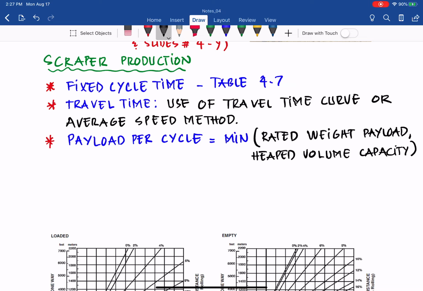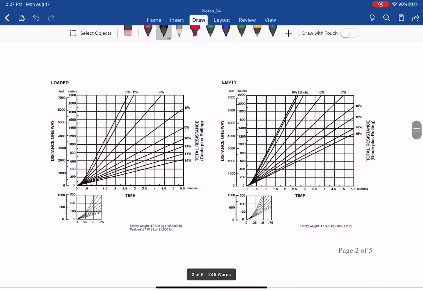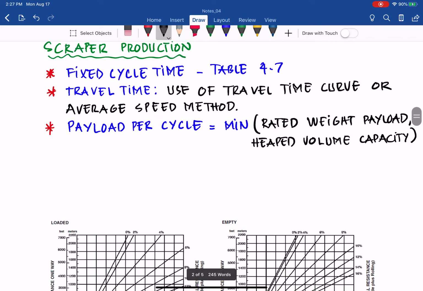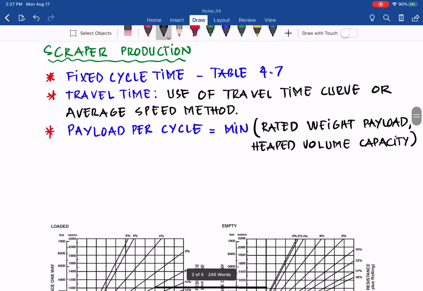With that, I want to emphasize the payload per cycle. We need to determine two things: rated weight payload and heap volume capacity. What is heap? That goes to the bucket volume we discussed in lesson 2. Now I apply that to the next problem so that it is easy for us to see what's going on with rated weight payload and heap volume capacity. What is the difference between these two? And something we said: use the travel time curve.